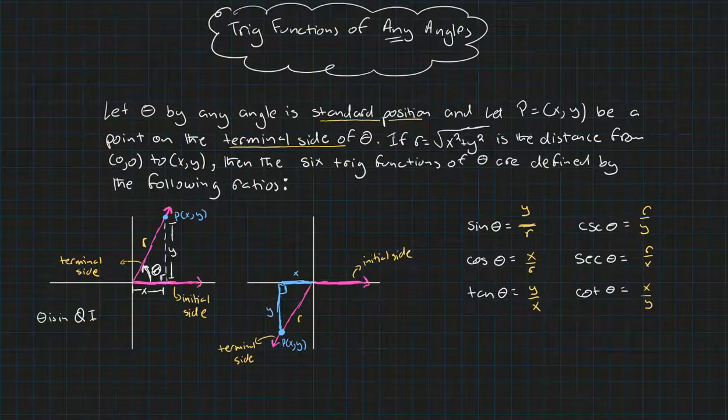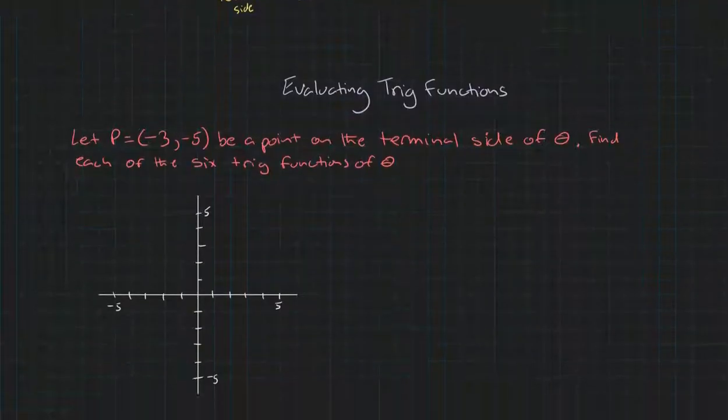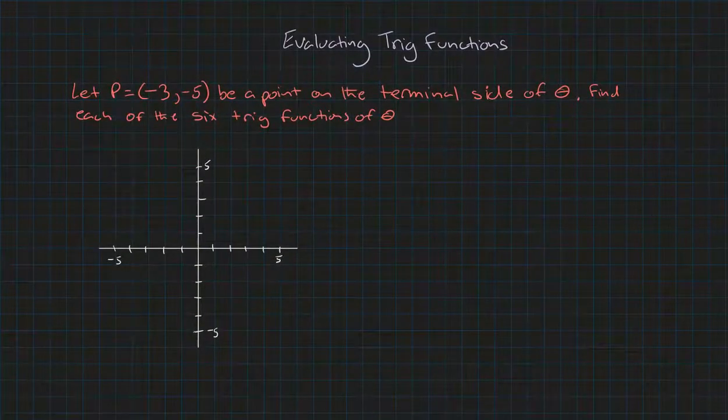All right, so let's take a look at an example. So what do we have over here? Evaluating trig functions: let point P (-3, -5) be the point on the terminal side of theta. Find each of the six trig functions. All right, so (-3, -5) is sitting in the third quadrant. So let's put that there. 1, 2, 3.